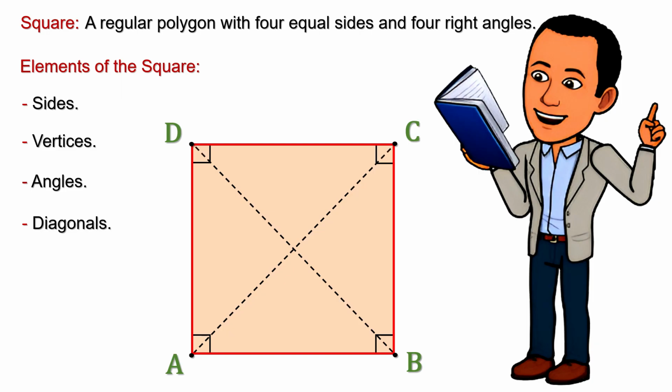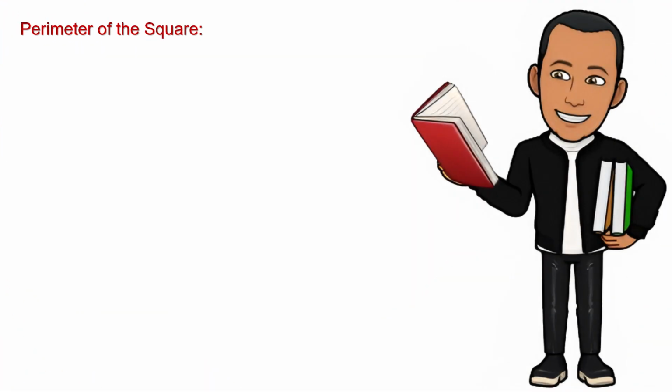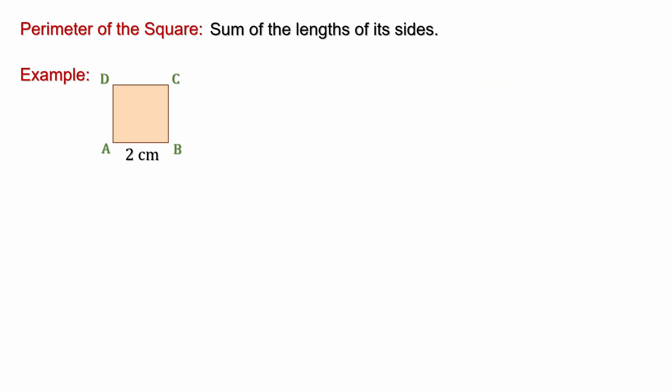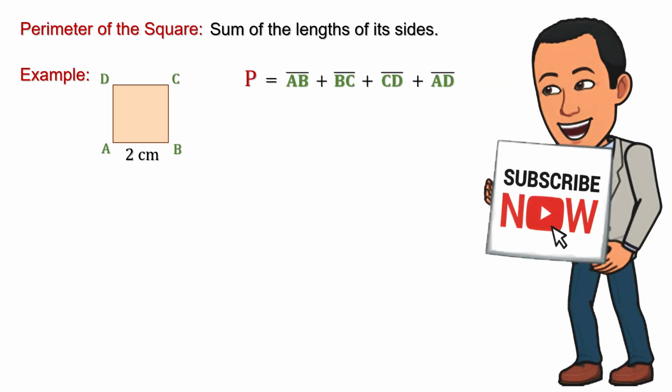Now, to calculate the perimeter of a square, you must know that it is defined as the sum of the lengths of the sides. For example, we have square ABCD, whose side lengths are shown in the figure. Then, applying the formula based on the given vertices, replacing the segments with their respective values, and solving the operations, we obtain that the perimeter of square ABCD is 8 cm.